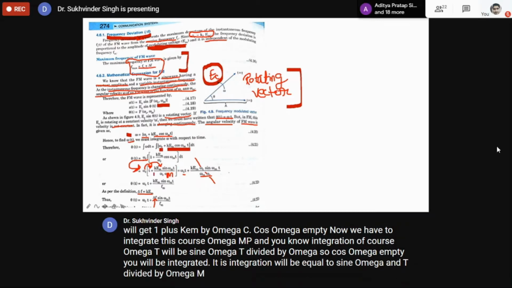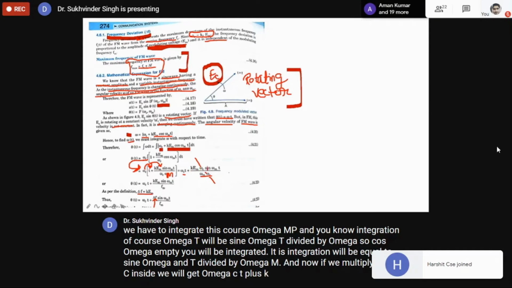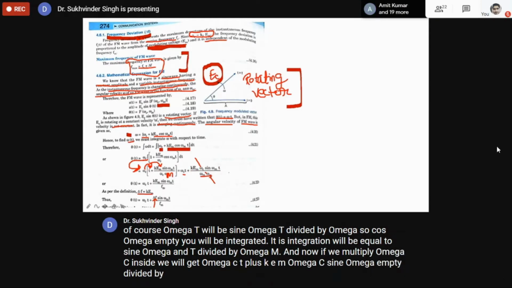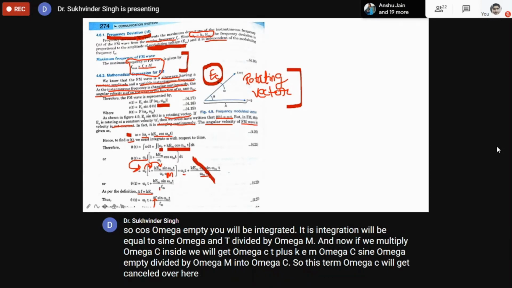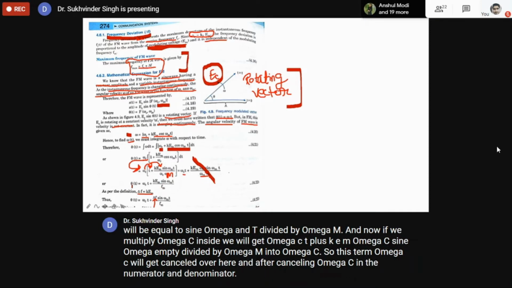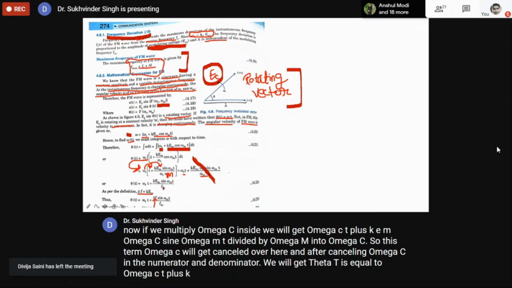And now if we multiply omega c inside, we will get omega ct plus KEM omega c sin omega mt divided by omega m into omega c. So this term omega c will get cancelled over here, and after cancelling omega c in the numerator and denominator, we will get theta t is equal to omega ct plus KEM sin omega mt divided by Fm.